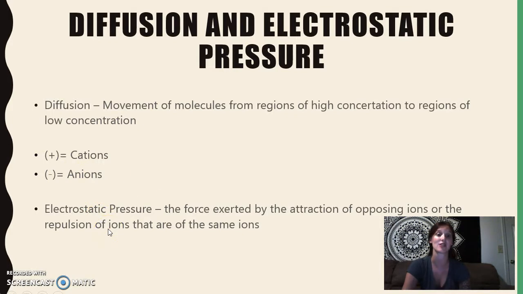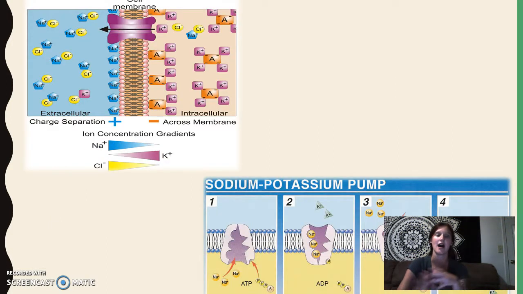The electrostatic pressure is the force exerted by the attraction of opposing ions or the repulsion of ions that are the same charge. So say there is a cation and an anion, having those two together, they will attract, whereas if I had two anions together, they would not attract, the force would repel them from each other. Right here we have the diffusion process. It talks about the 4 different types of major ions, which is potassium.